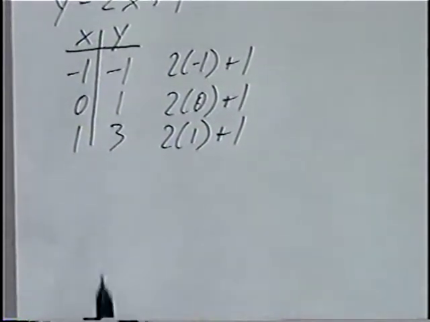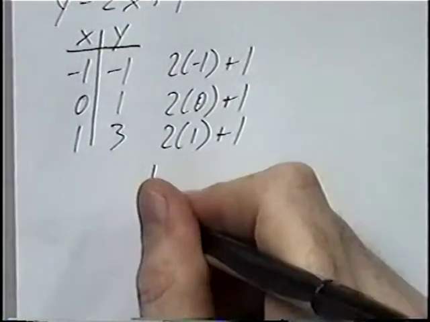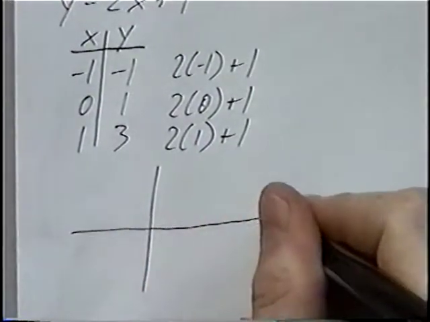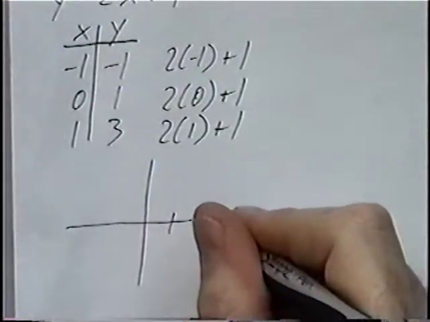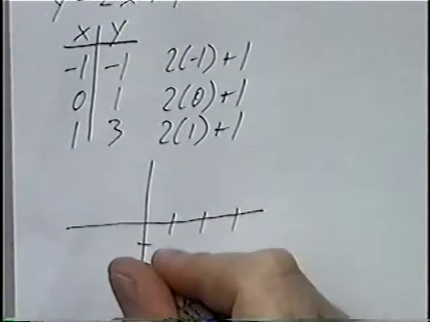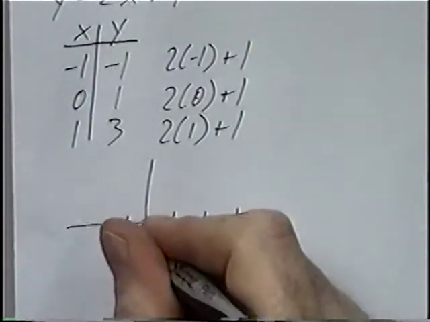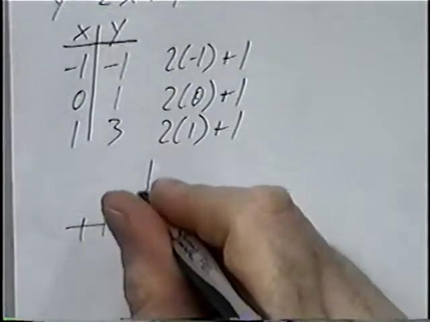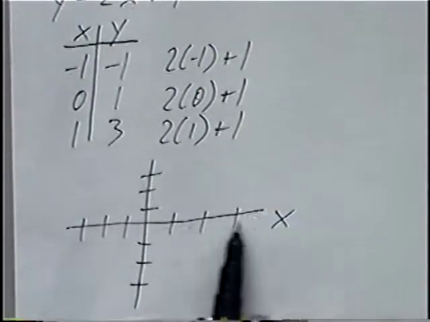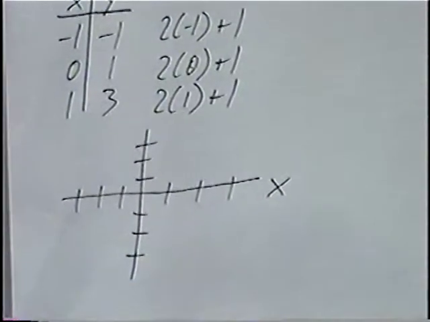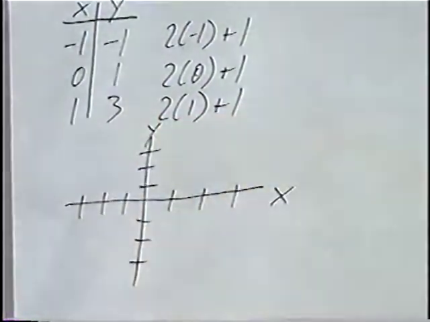Once we have the t-table done with our 3 points, we can draw an xy graph to graph this equation. The biggest number we have is 3, so we can go 3 spots in each direction. If you want to, you can label the graph. X is the axis that goes left to right, or horizontal. Y would be the axis that goes up and down.